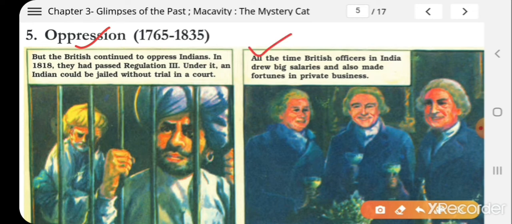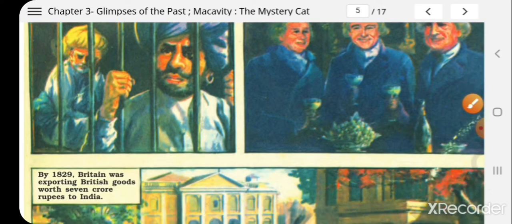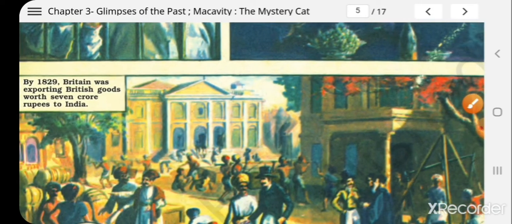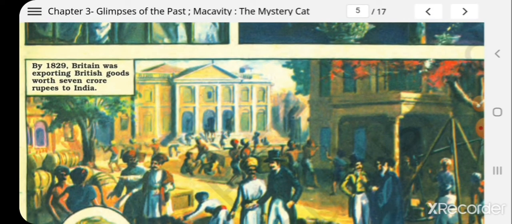Okay, and all the time, British officers were making big salaries and they were making fortunes in private business and looting Indians, mainly farmers, peasants. Okay, let's move forward. So by 1829, Britain was exporting a big part of goods, ठीक है, and its worth was 7 crore rupees.